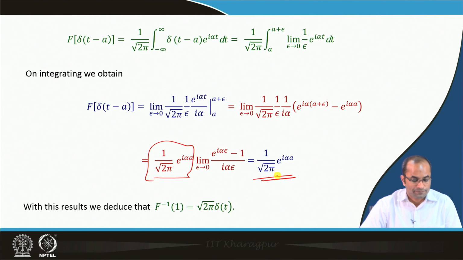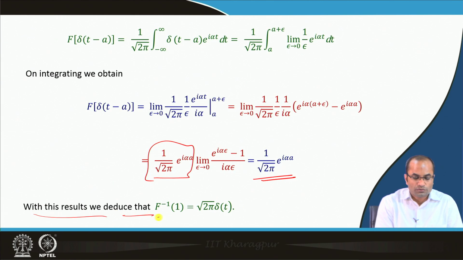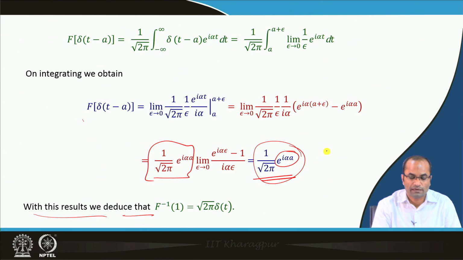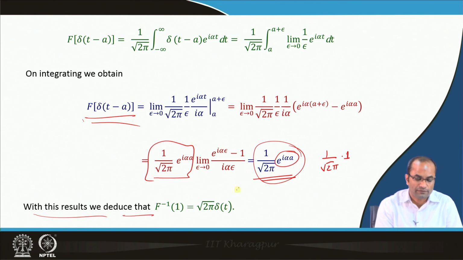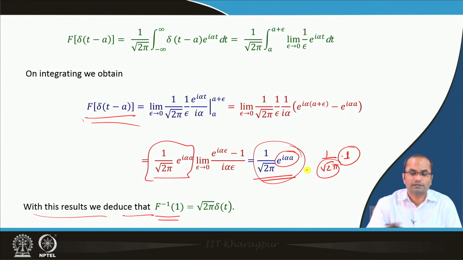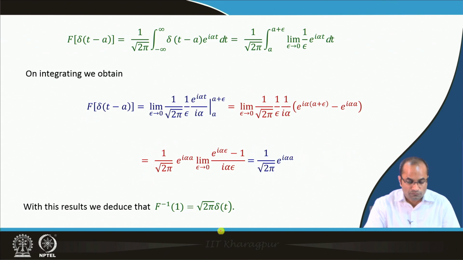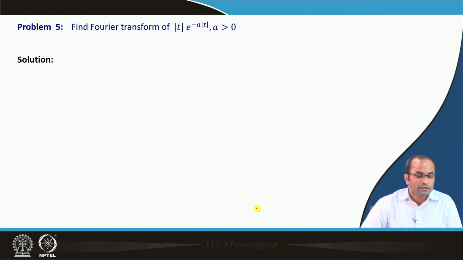So, this limit will be simply 1, and we have this answer 1 over square root 2 pi e power I alpha a. So, with this result we can also deduce the Fourier inverse of 1. If we put this a to 0, that means we have 1 over square root 2 pi and then 1 on the right hand side. So, if we take this inverse now, we have the delta function there, delta t, the square root 2 pi can go there, and the Fourier inverse of 1. So, this is 1 there, the right hand side function. So, the Fourier inverse of 1 is exactly square root 2 pi and delta t.